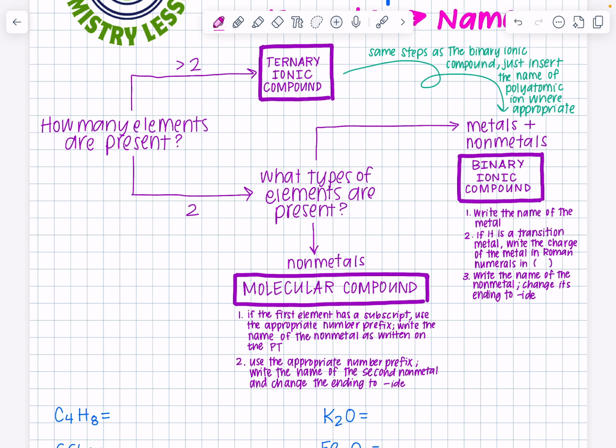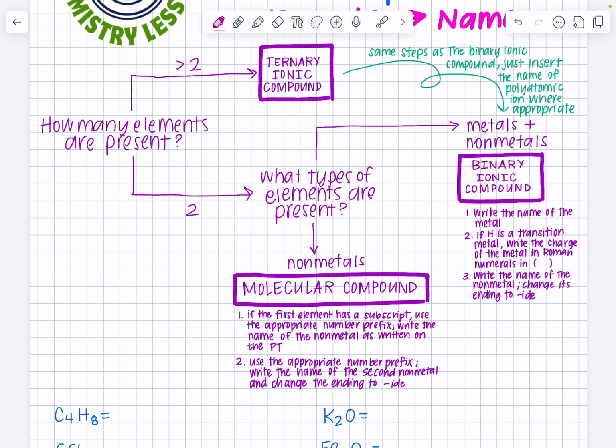So the first thing you're going to look at is how many elements are present. If there are two types of elements, then we're worried about, do we have all nonmetals or a combination of metals and nonmetals? If there are more than two elements, for the purposes of general chemistry, it doesn't matter. We're going to treat it as a ternary ionic compound because there's a polyatomic ion in there.